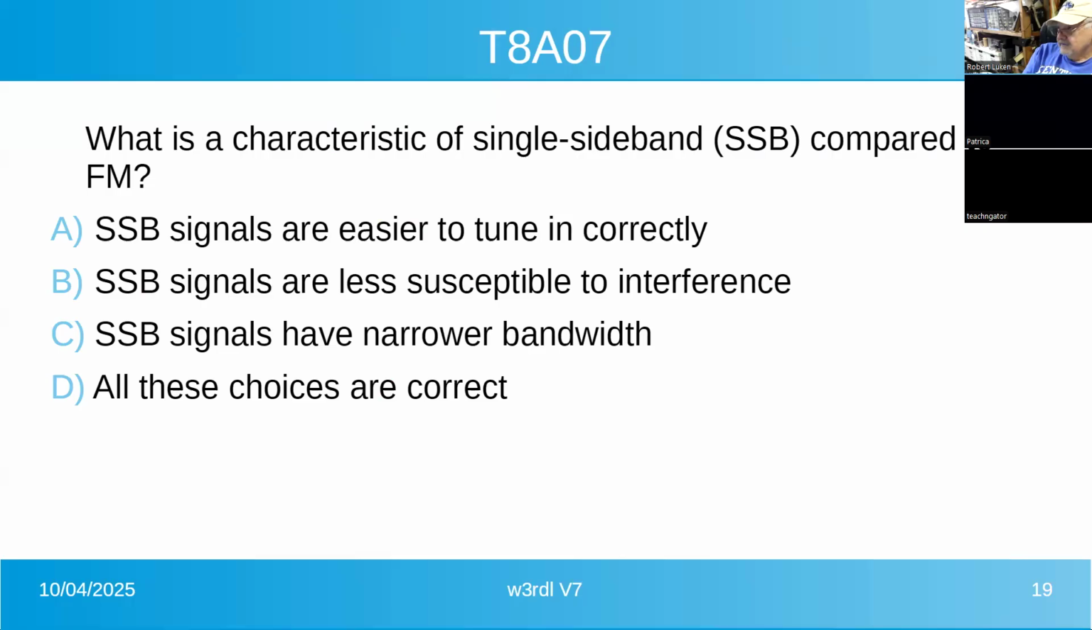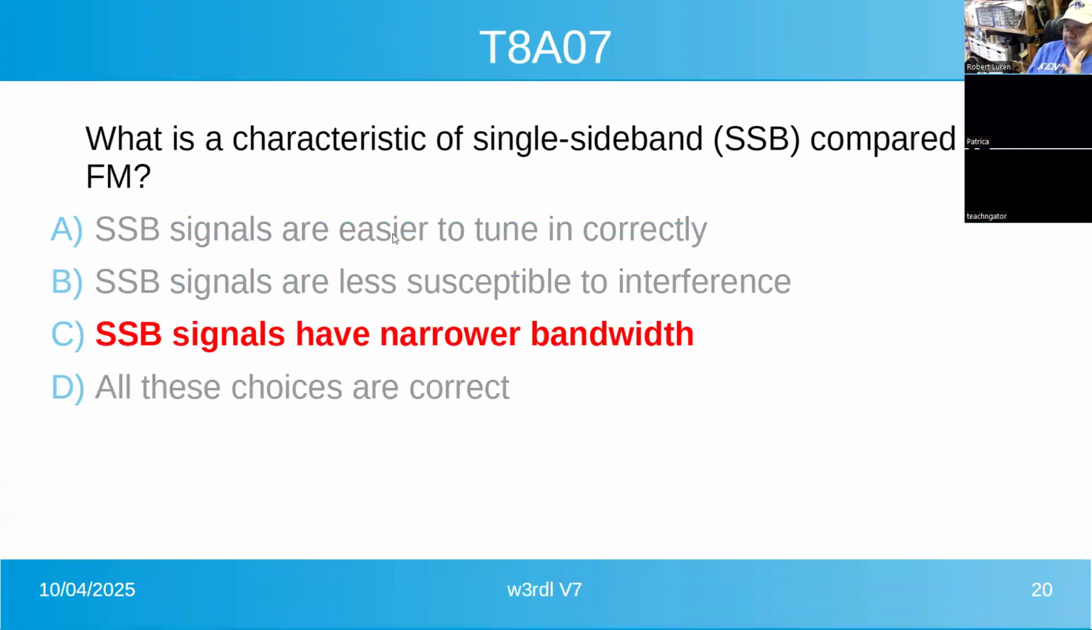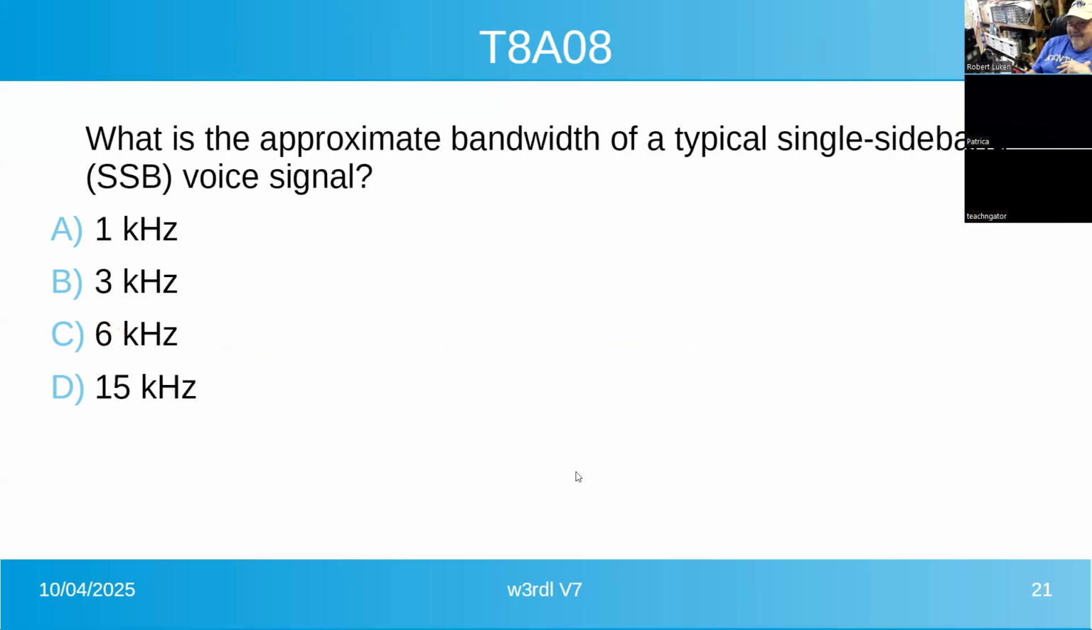So what's the characteristic of single sideband compared to FM? I'd say Charlie. Very good. Yeah, single sideband is definitely not easier to tune. And because it's AM, they're susceptible to interference, lightning, and stuff like that. That doesn't affect FM. So it's really the only answer.